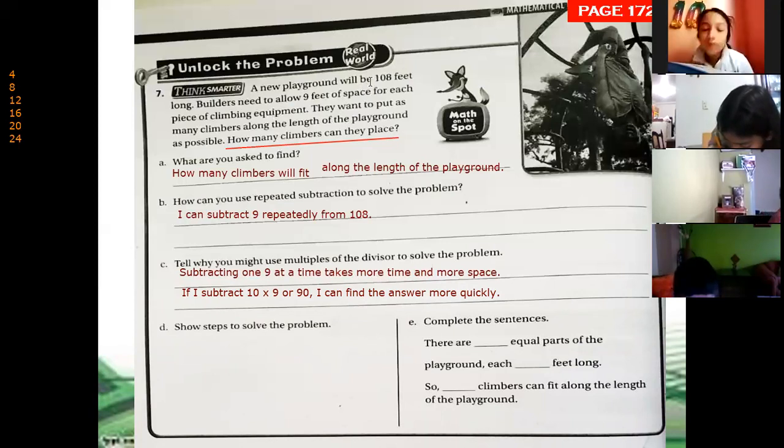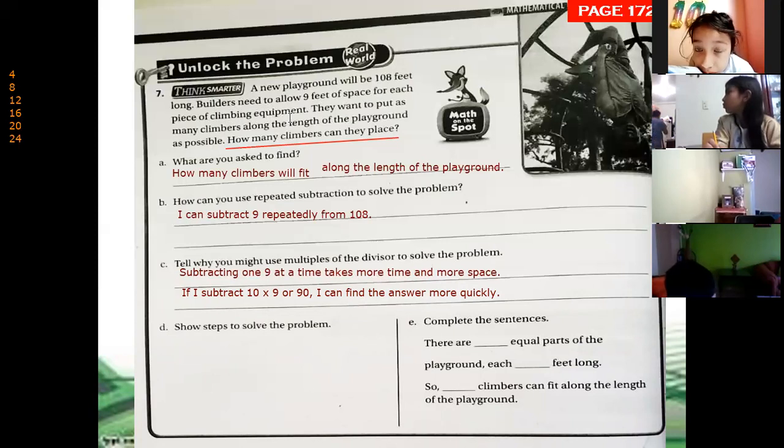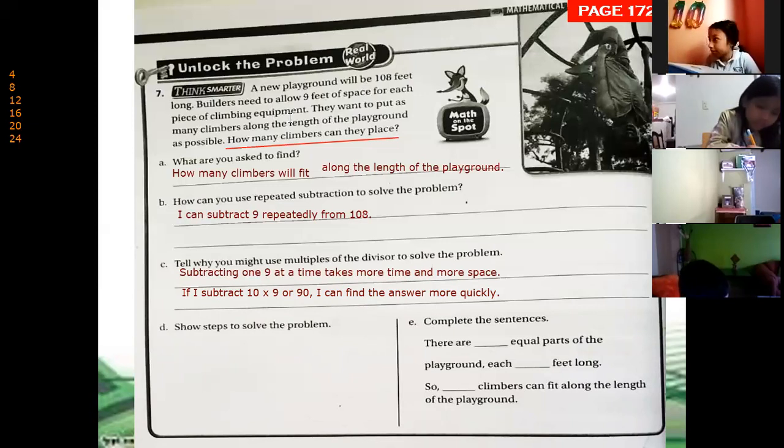A new playground will be 108 feet long. Builders need to allow 9 feet of space for each piece of climbing equipment. 9 feet, so it means that distance is safe for kids. So they cannot crash or hit one against another. So they have enough space to climb, to hang there, and kids are going to be safe.